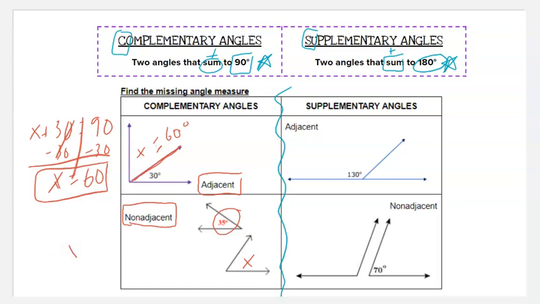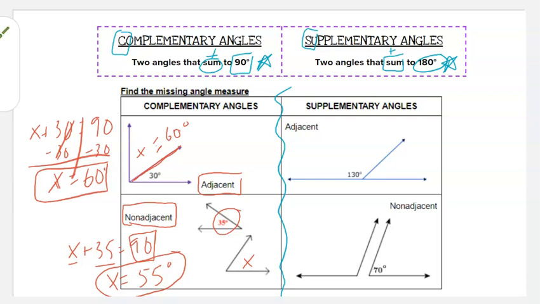So again, X plus 35 equals 90. That's the setup because they're complementary, so they are going to sum to 90. Solve that for X, we get X equals 55 degrees. Should be very precise in our communication there.